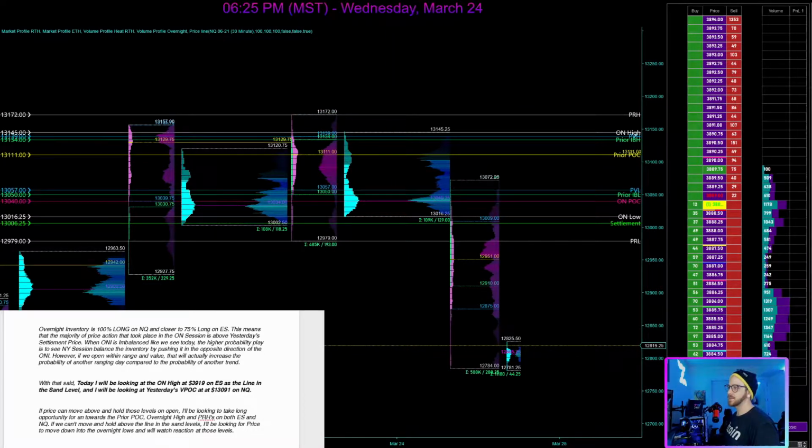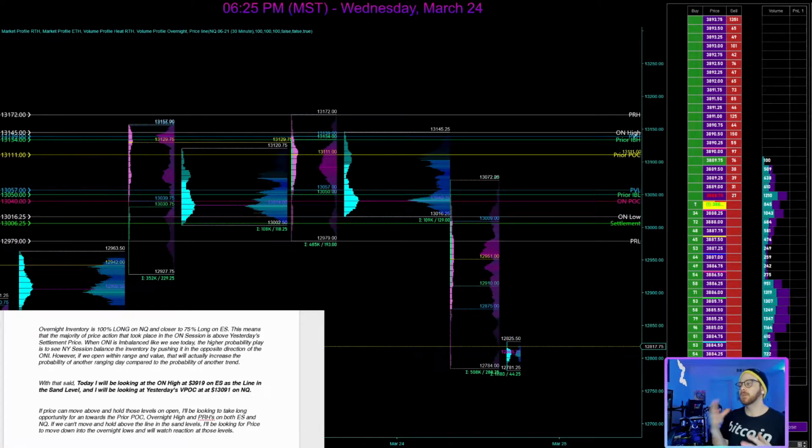So with that said, NQ 100% long, ES 75% long. This means that the majority of price action took place above the overnight session, or above the settlement price. So when the overnight inventory is in balance, just reiterating what I said, we have a higher probability to see that overnight inventory corrected to the opposite side. So keep that in mind, and that is something you can pay attention to on a daily basis.